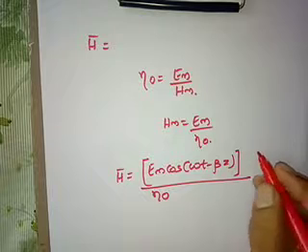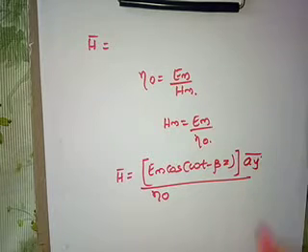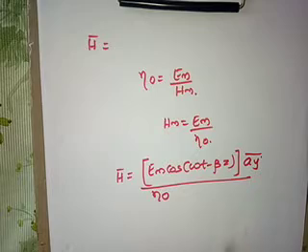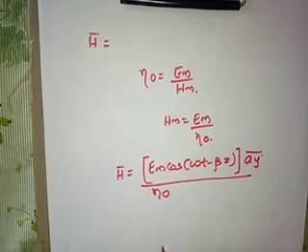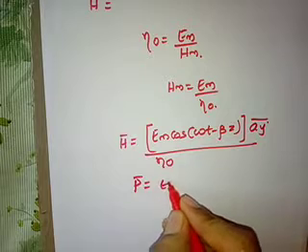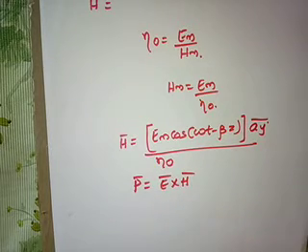What will be the direction of H bar? It is Ay bar. Because E is in the direction of X, H is in the direction of Y. So the direction of H is Ay bar. Now according to the Poynting theorem, what is P bar? P bar is equal to E bar cross H bar.